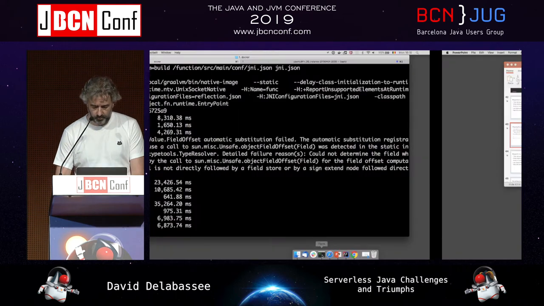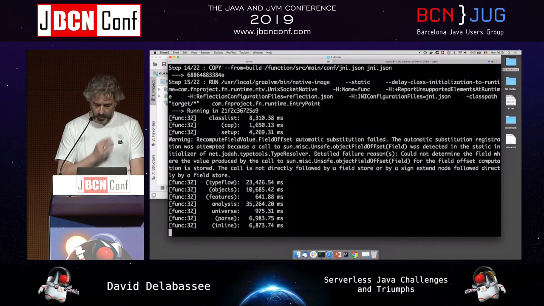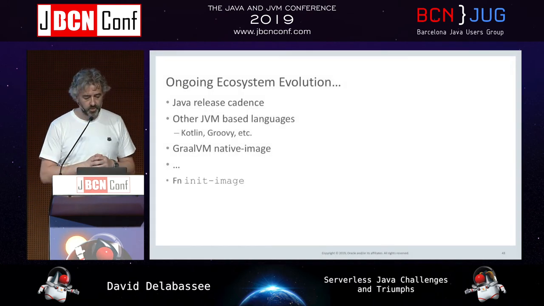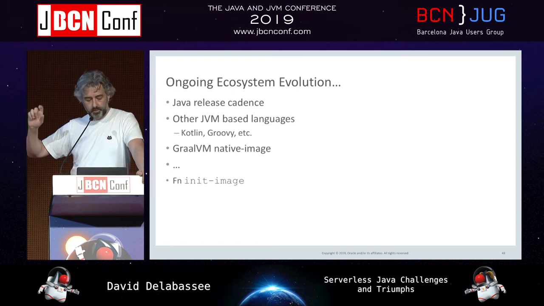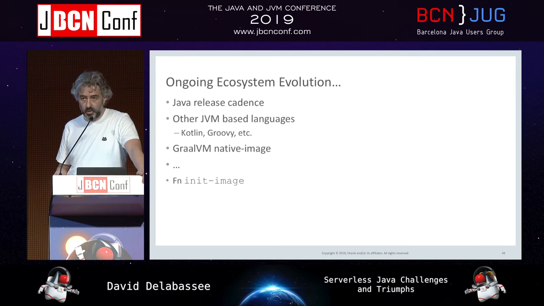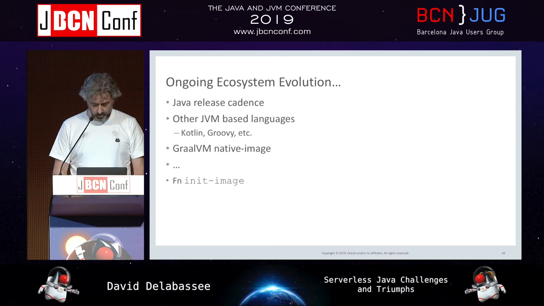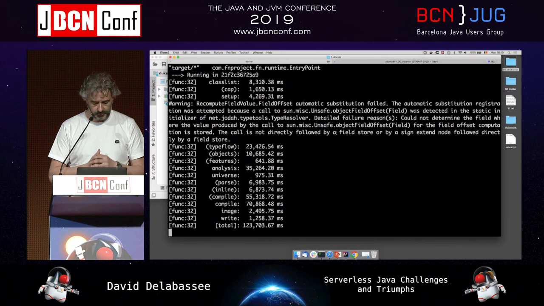So, it's still going on. It's almost done. So, while it's going on, you saw me using the init image for jlink for Graal. So basically, the parameter that is passed to this init image flag is a Docker image that will produce all the artifacts for that given project or language. So, for example, you can write a Kotlin function. If you give it the right Kotlin init image, you will have the ability to write a Kotlin function.